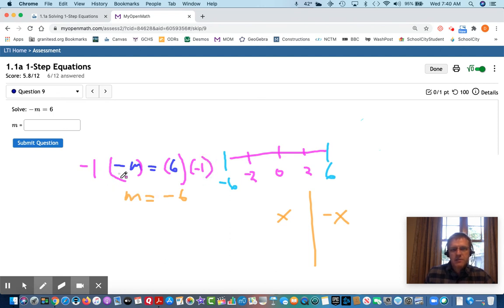So this is minus times minus is plus, and minus times positive is minus. Some of you will like that explanation better. Some of you will like the opposites explanation better. They both work. It's really the same idea. It's just described in a different way.